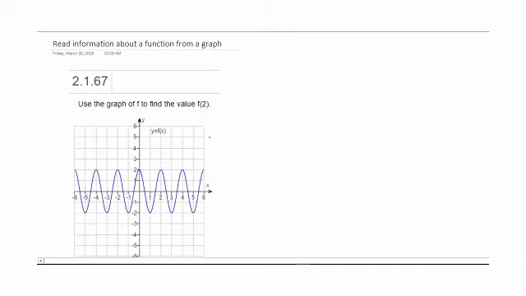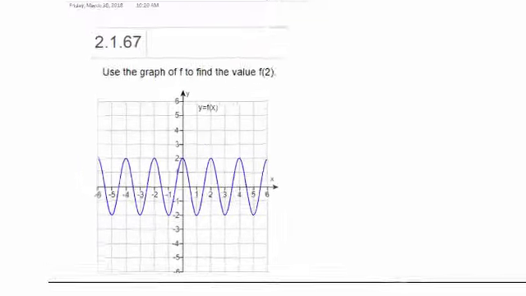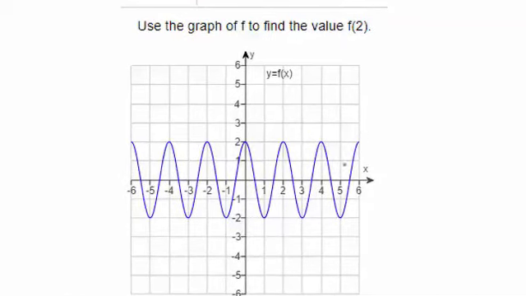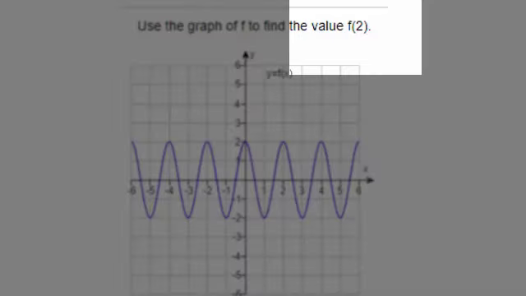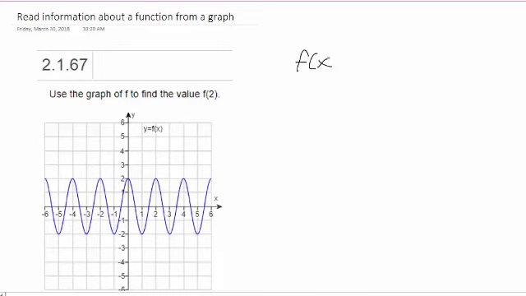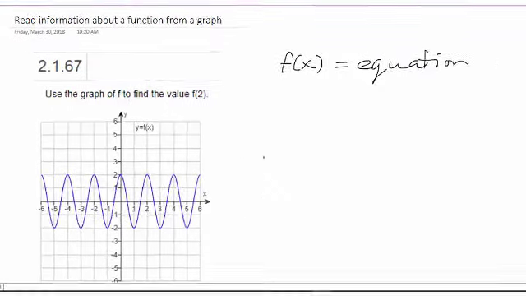Now we're going to talk about when we're given a graph, how do we read information about a function off of the graph? In this case, we're given this graph in MyMathLab. We want to use the graph of f to find the value of f of 2. So what on earth does f of 2 mean? We have some equation for f, but they're not telling us what that equation is. They're giving us the graph instead.